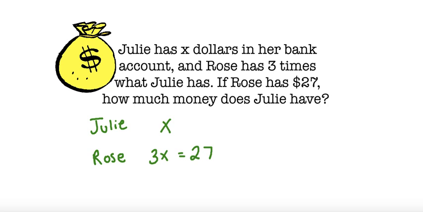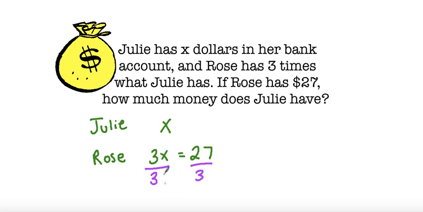So here, 3x represents what Rose has, and x represents what Julie has. In this problem, 3 times the amount that Julie would have is $27 because that's how much Rose has. So if I solve for x, then I would know how much money Julie has. So here I have 3 times x is equal to 27. This is a multiplication problem, and the inverse operation is division. So I'm going to divide by 3 on the left side, and whatever I do on the left side, I'm going to do on the right side.